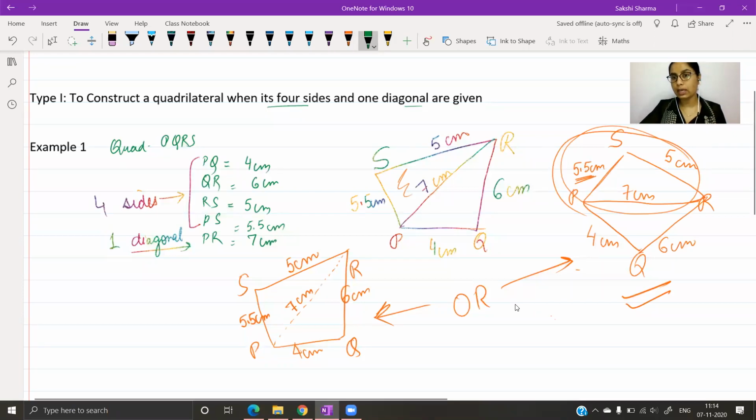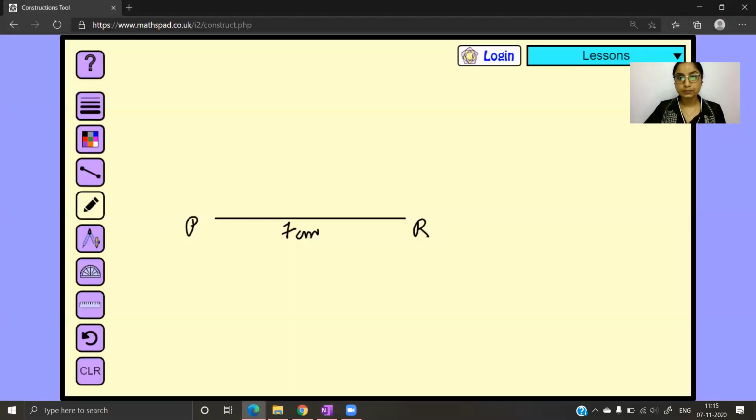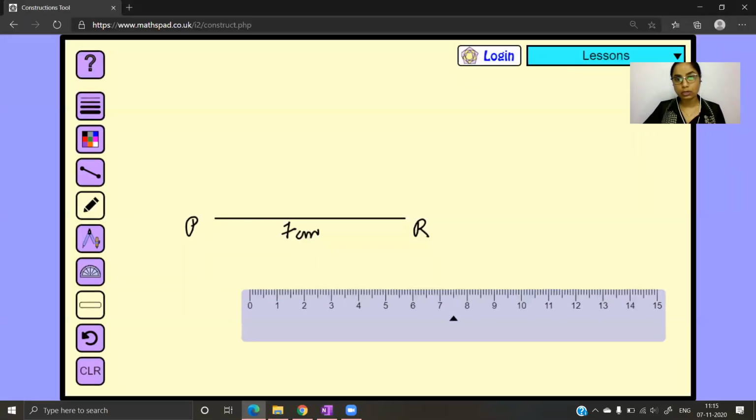I will be drawing an arc of radius 5.5 from P and of radius 5 from R. And the two arcs will intersect. That intersection will give me point S. So let's do 5.5 from P. So I would like to use my ruler.